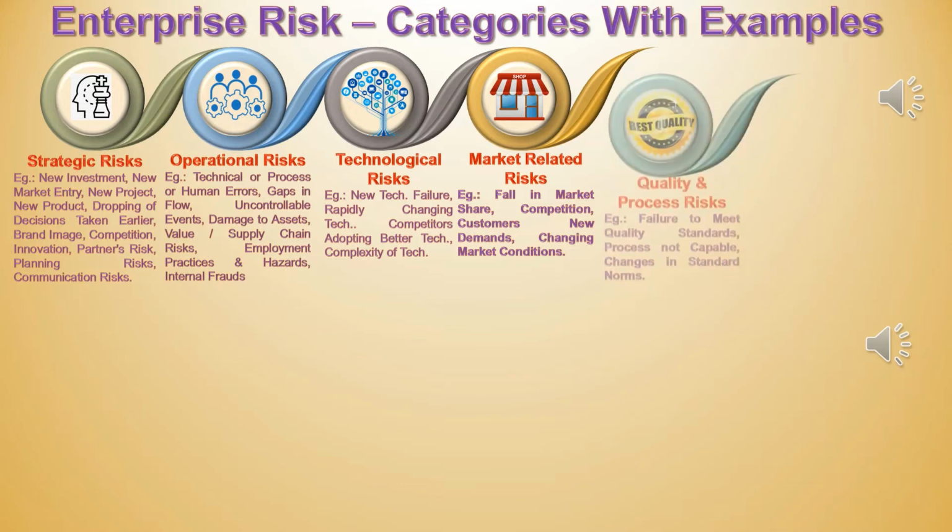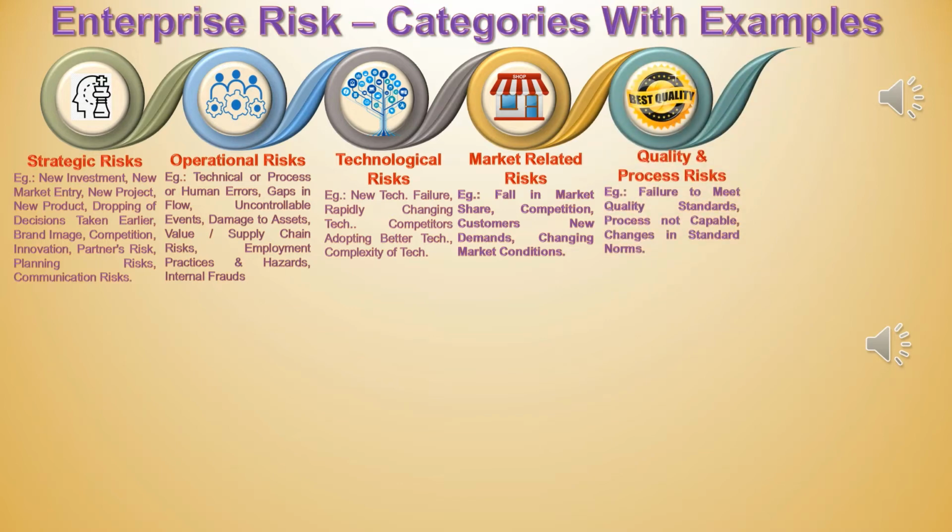Quality and process risks. Quality and process risk is the potential for gain or losses due to quality and processes that meet or fail to meet your quality goals. Examples: satisfying or failure to meet quality standards, customer complaints, product recalls, process capable or not capable, changes in standard norms, audit reports, product or process changes, information obtained from the corrective or preventive action process, etc.